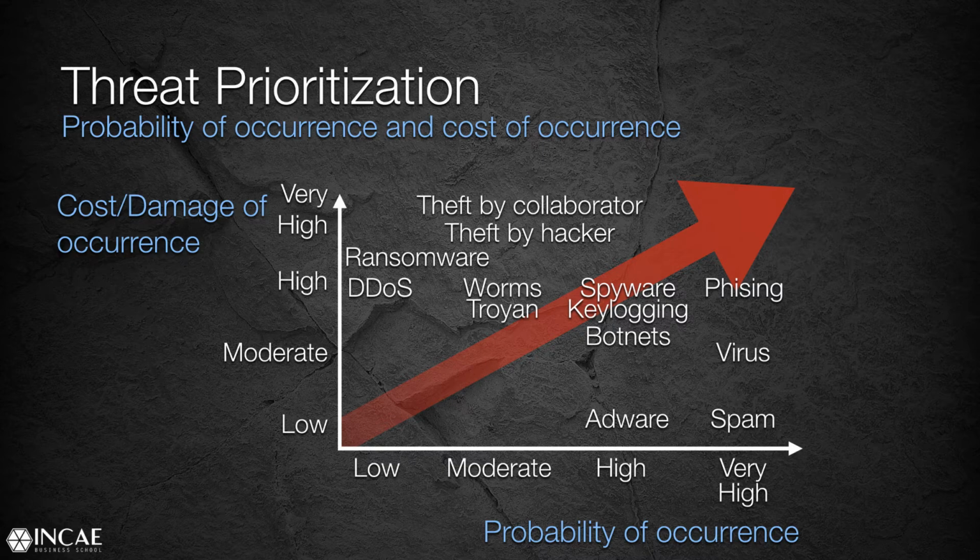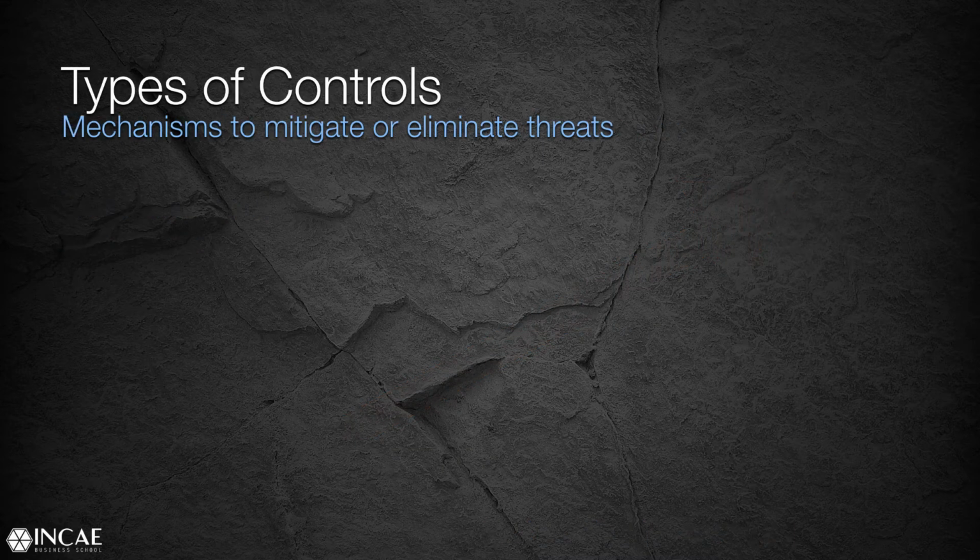So far we've mentioned the security goals we're protecting. We've looked at the threats that put these goals at risk. We have prioritized the threats, but what can we do about the threats? Well, we implement controls to protect the security goals from these particular threats. And these are mechanisms we're going to use to mitigate or eliminate the threats. There are three broad types of controls.